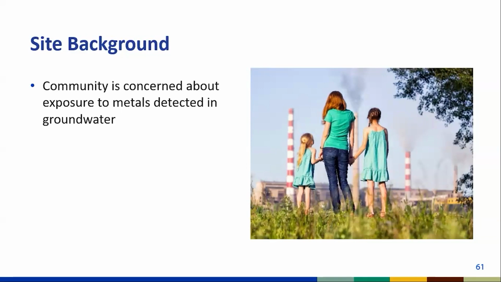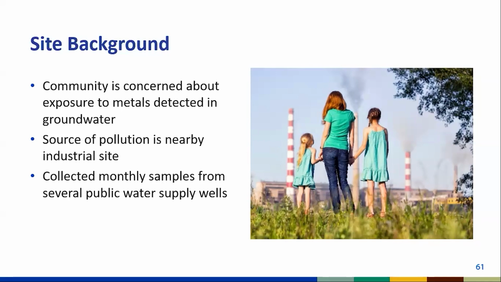In this example, a community is concerned about exposure to various metals that have been detected in groundwater. The source of pollution has been identified as a nearby industrial site. A state agency has collected monthly samples from several public water supply wells, each of which serves a different area of the community. In this community, water is not blended across multiple wells. Each well serves a different group of homes.